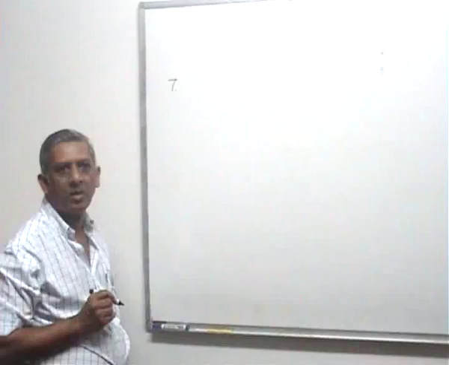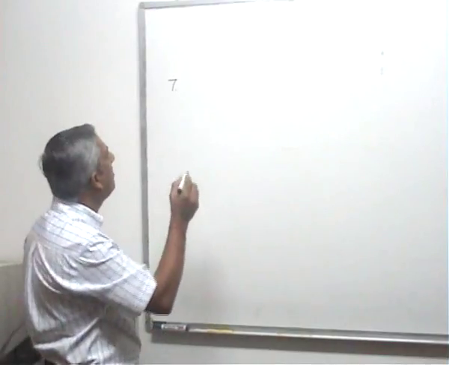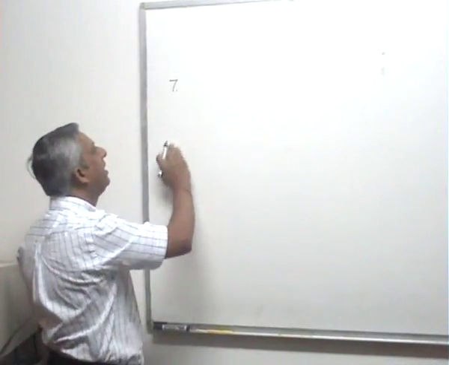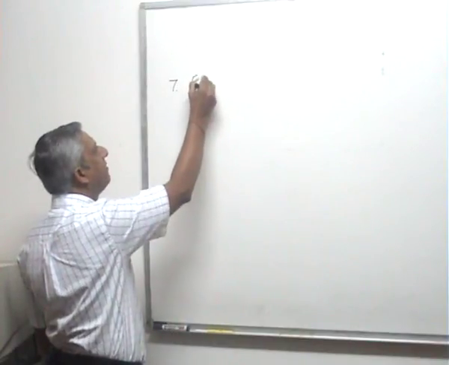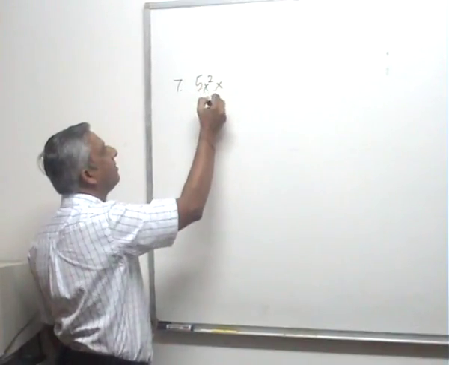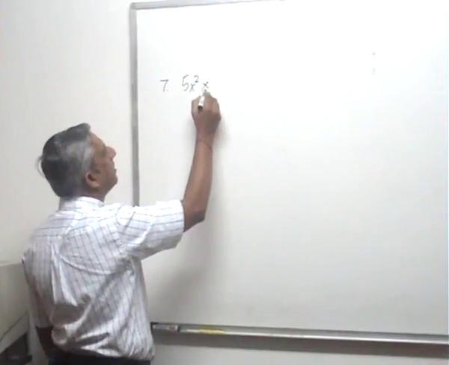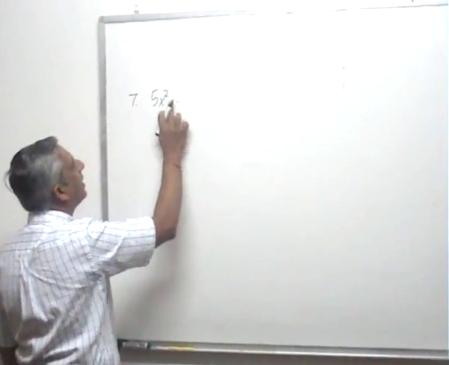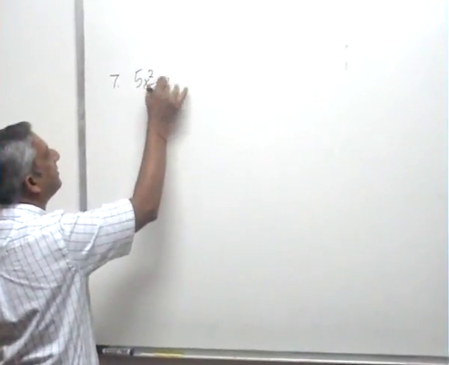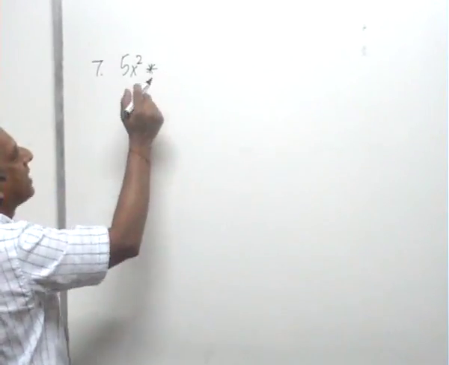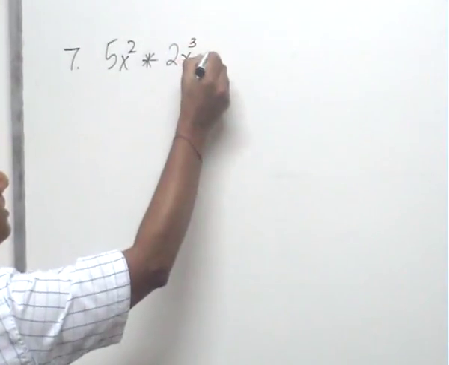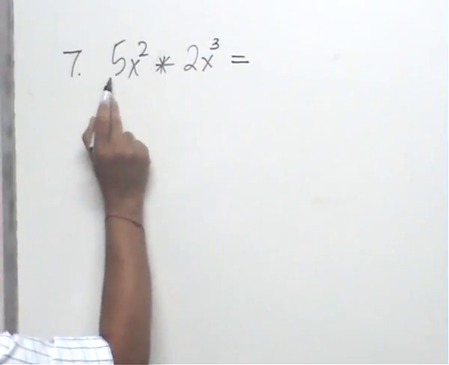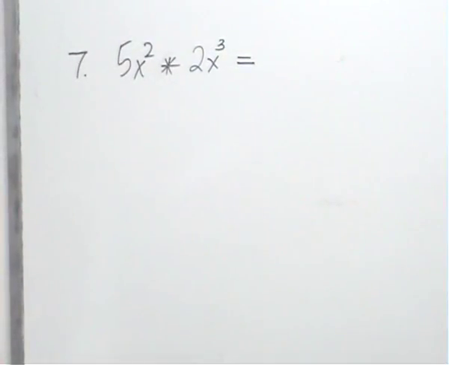We will stop here for a while. Alright, now from number 7 onwards, I'm going to bring in one extra step. Now watch carefully. Now you got 5x squared times, remember this is a times now, or let me make it asterisk is better, 5x squared times 2x cubed. Now I brought in one extra step, there's some numbers here.